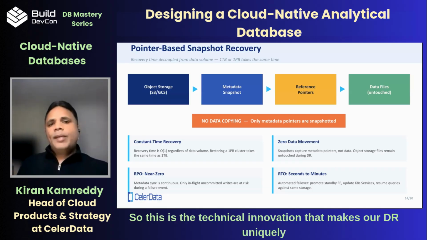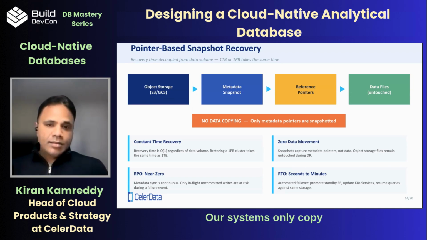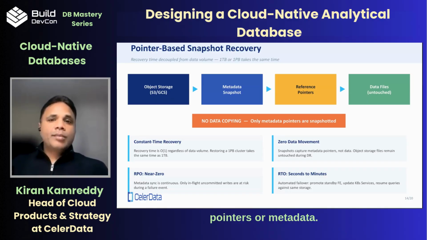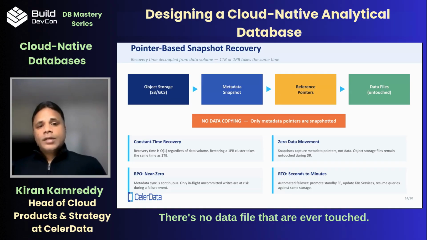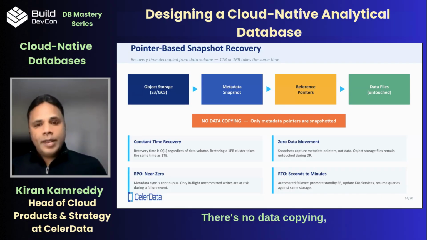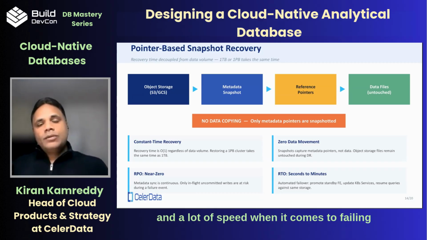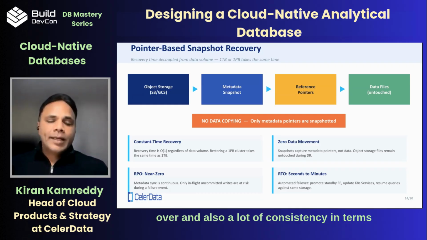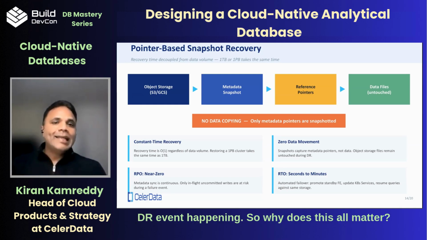So this is the technical innovation that makes DR uniquely fast. Traditional DR systems copy data, while our system only copies pointers or metadata: the object storage, metadata snapshot, reference pointers, and the data files. There are no data files that are ever touched. You can see at the top, the orange banner says it all: no data copying, only metadata pointers or snapshots. That is the reason that gives us a lot of flexibility and a lot of speed when it comes to failing over, and also a lot of consistency in terms of keeping your data safe in spite of a DR event happening.